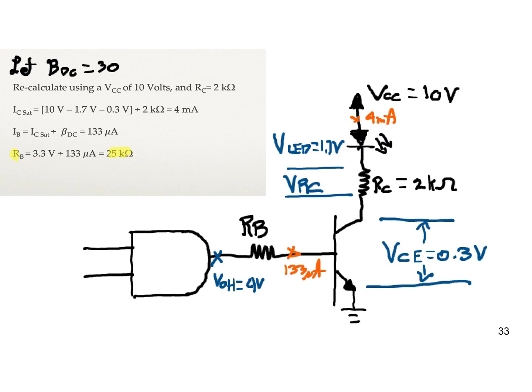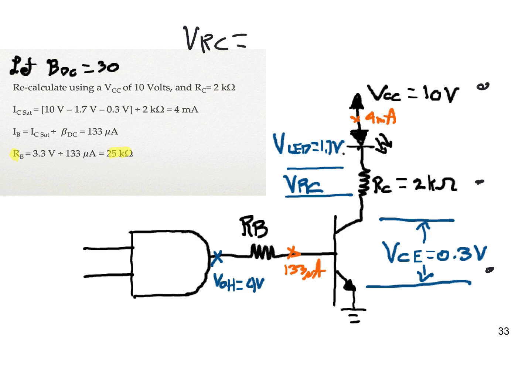One more. Okay, so we're going to again assume that the beta DC is 30. Same sort of arrangement here. We're going to assume our VCE fully saturated is 0.3. We're going to use a 10 volt power supply now, because now we have the transistor, we can switch it up to use a much higher voltage. Okay, we're going to do exactly the same sort of thing. RC is going to be 2K. The LED voltage is 1.7, right? So what does VRC equal?